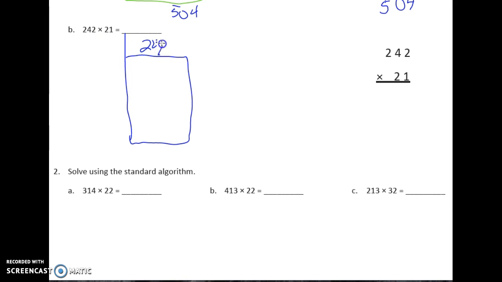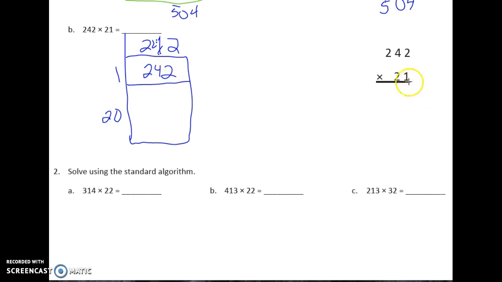242. If I can get my line there. 242. And what are we multiplying by? 1 in the ones place. So we're saying times 1. Super easy, huh? And then we're saying times 20. We know 1 times 242 is 242.